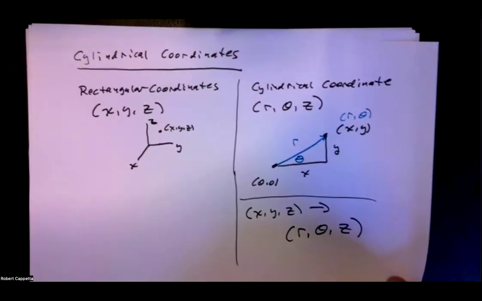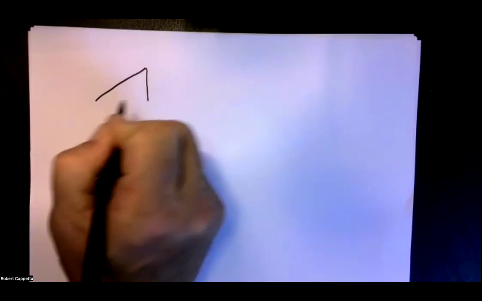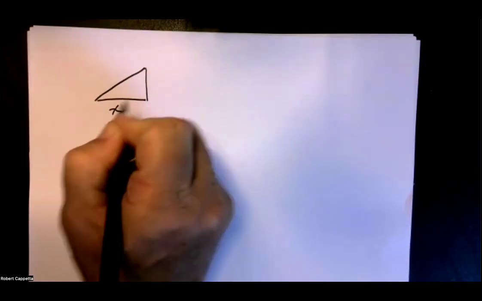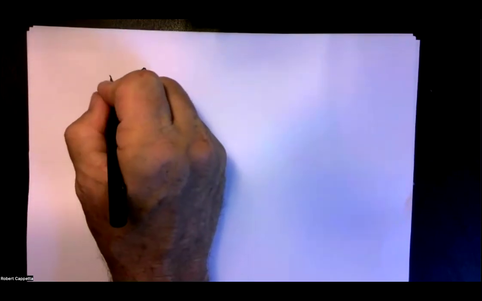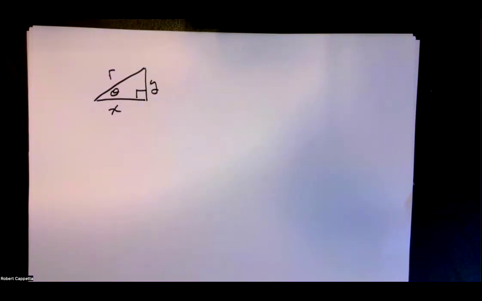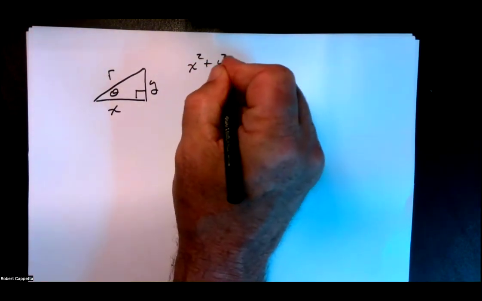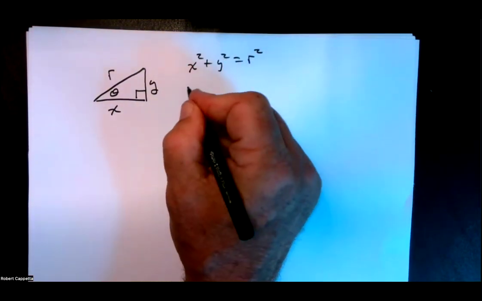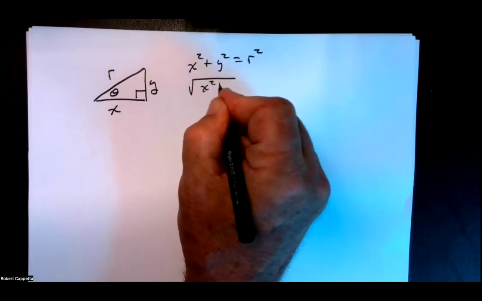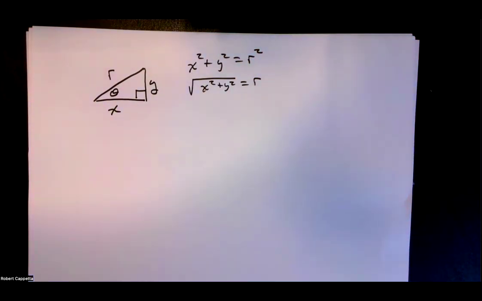So let's take a look at how we can do these conversions. In essence, it comes back to how it works in polar coordinates. So we have x here, y here, r here, theta here, with our right angle here. So we can recognize from Pythagoras that x squared plus y squared equals r squared. Hitting that with a square root, we could say the square root of x squared plus y squared is r. So that's a relationship there that we can think about.